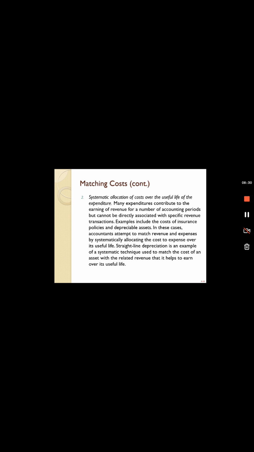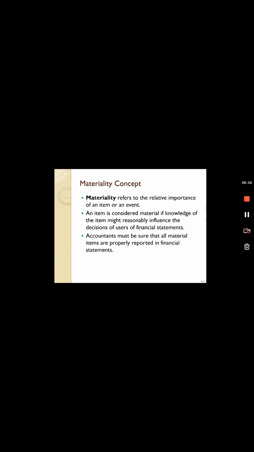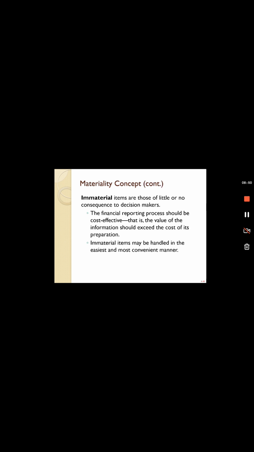accounting period. फिर मटीरियलिटी का कॉन्सेप्ट क्या हो जाता है कि एक रिलेटिव इंपॉर्टेंस क्या है एक आइटम की या एक इवेंट की। An item is considered material if knowledge of the item might reasonably influence the decisions of users of financial statements. Accountants must be sure that all material items are properly reported in financial statements. Immaterial items are those of little or no consequence to decision makers. Financial reporting process should be cost effective, that is, the value of the information should exceed the cost of its preparation, and immaterial items may be handled in the easiest and most convenient manner.